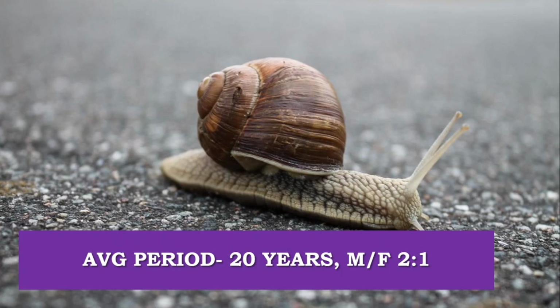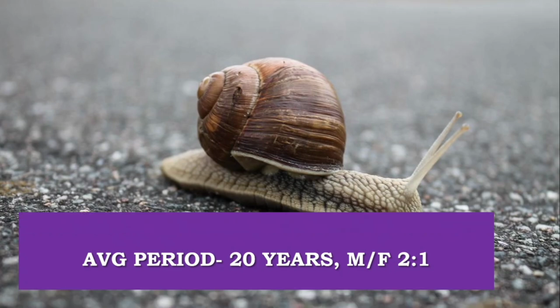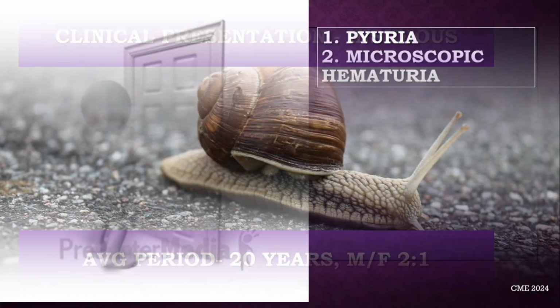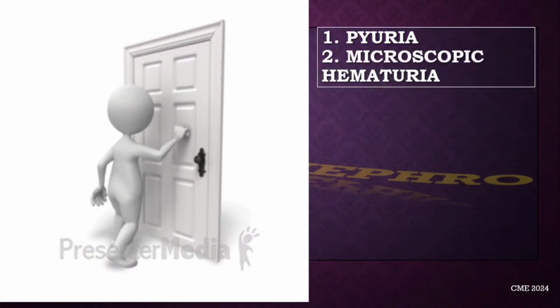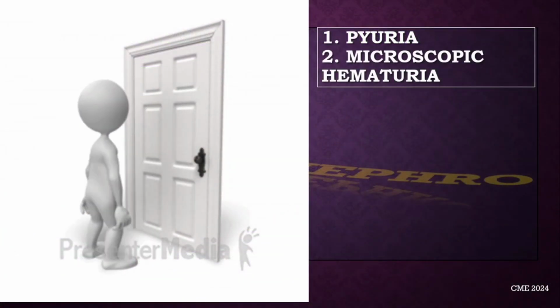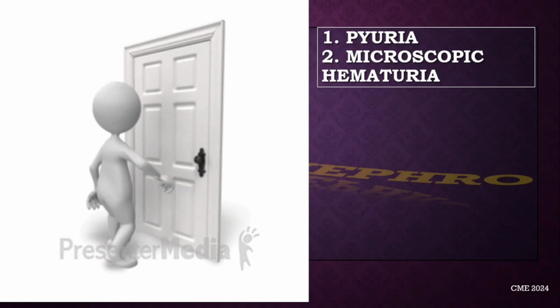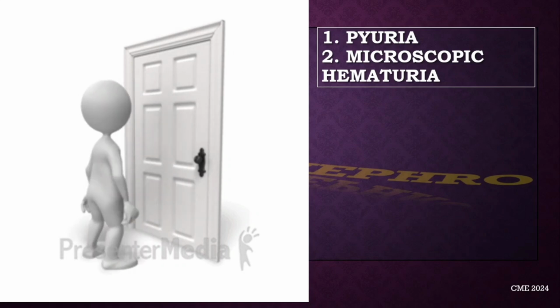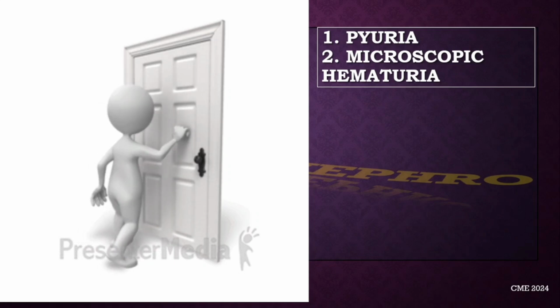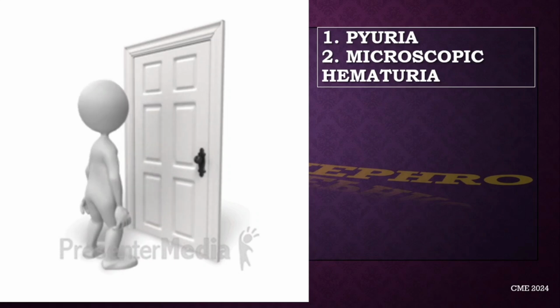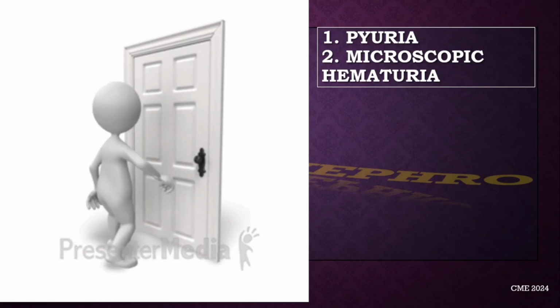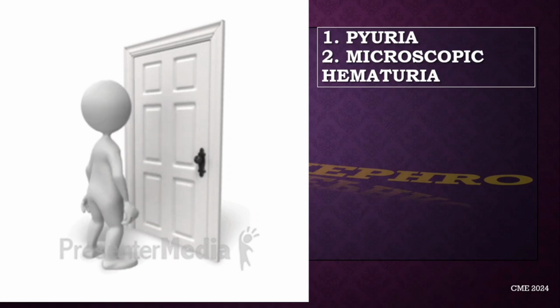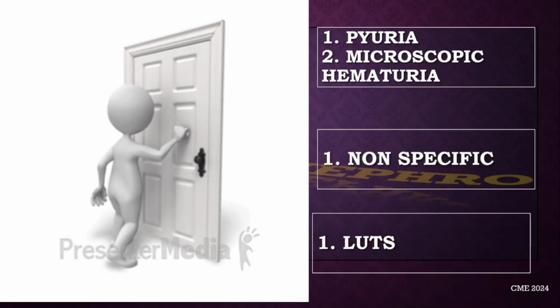So it is a slow, insidious process, and there are no specific clinical symptoms with which you can diagnose urogenital TB. Usually, the patient might have pyuria, that is, presence of pus in the urine, or if they have had a urine examination for some other investigation, there might be microscopic hematuria. Patients usually have increased frequency of micturition, hesitancy, urgency, long-standing fever, all non-specific lower urinary tract symptoms.